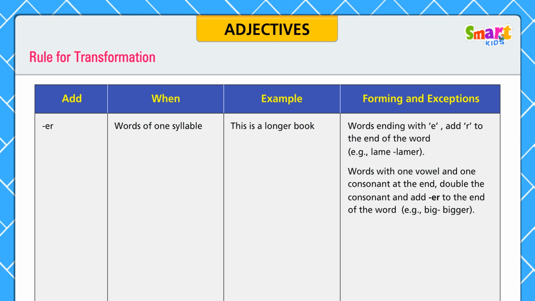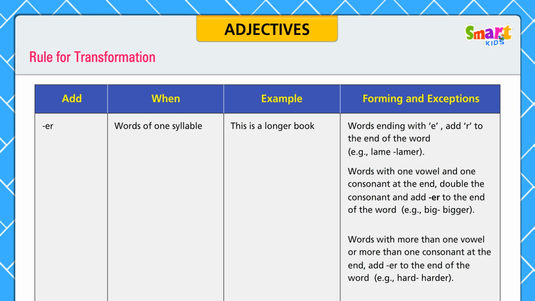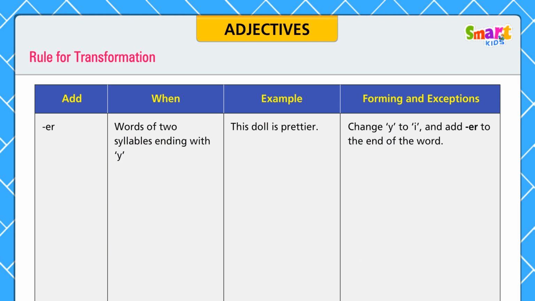For example, big, bigger. Words with more than 1 vowel or more than 1 consonant at the end add ER to the end of the word. For example, hard, harder. ER. Words of 2 syllables ending with Y. This doll is prettier. Change Y to I and add ER to the end of the word.